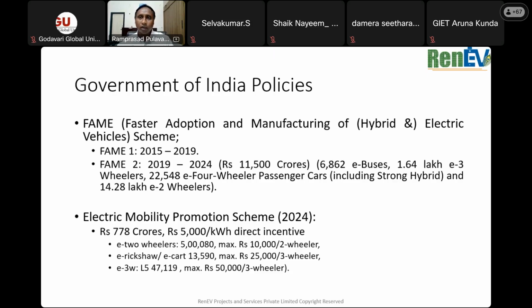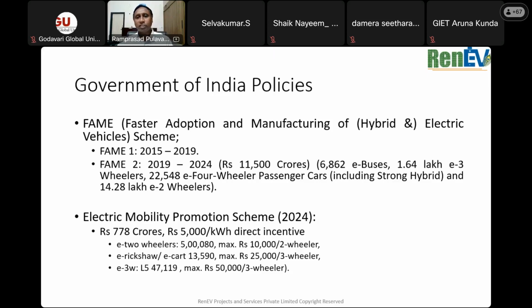Actually, even I am one of the beneficiaries of the FAME 2 subsidy, because in the year 2022, I took one electric scooter using the FAME 2 subsidy. When you are using the FAME 2 subsidy, usually the Aadhaar card of the person purchasing the vehicle is taken, and an OTP is received on your mobile number to ensure that the subsidy is provided to the person who is purchasing the two-wheeler.